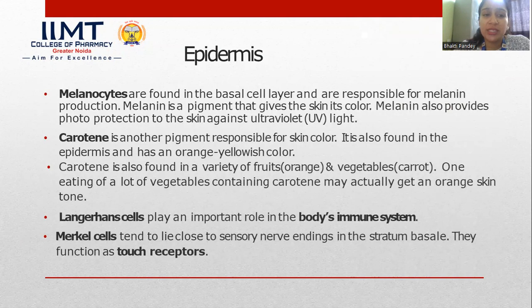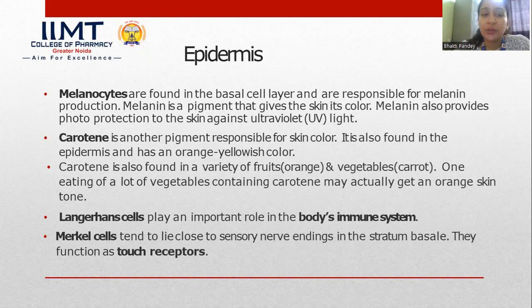Then comes melanocytes. So what are melanocytes? Melanocytes are found in the basal layer, that is the deeper layer, and they are basically responsible for the production of melanin in our body. Melanin is a pigment in our body that basically gives our skin its color. Melanin also provides photo protection to our skin from ultraviolet radiations, or ultraviolet rays.